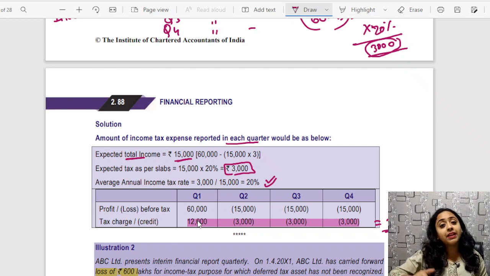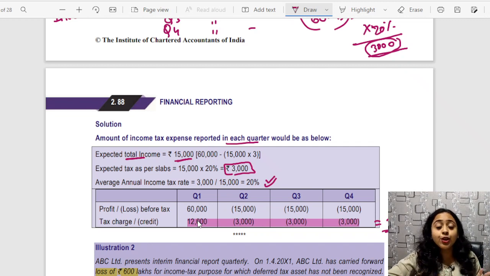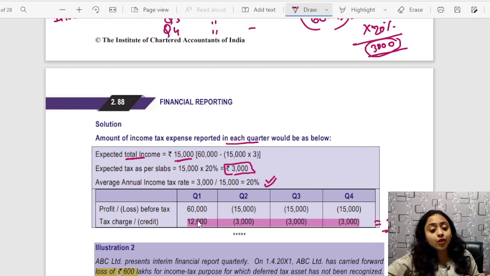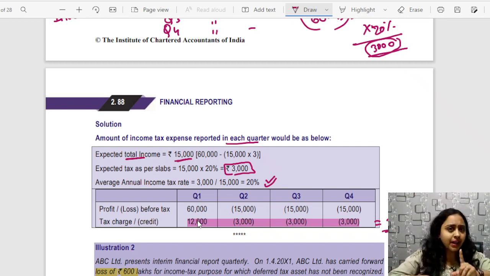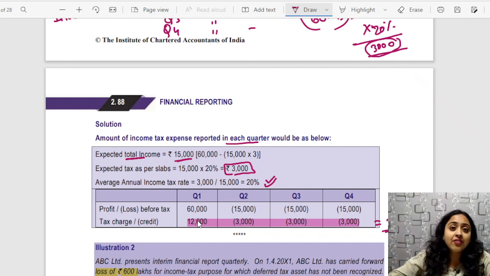So while preparing interim financial statements, practically you have to make a tax provision. You have to consider it 12,000. For quarter 2, you will deduct 3,000 and take it to the P&L. For quarter 3, it will be again 3,000 less. Now there is a question that might hit your mind: if you know already that there will be 3,000 amount of tax outflow, then why are we calculating 12,000 for the first quarter?